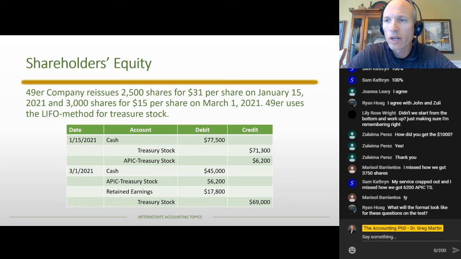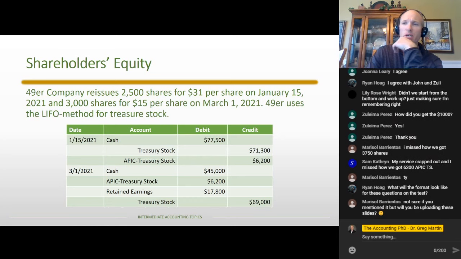What will the format look like for these questions on the test? There's really a mixture of format. I will be uploading these slides, Marisol. As far as the format, there's really going to be a mixture. There's a few multiple choice. There's some true false. There's fill in the blank. There's calculation based. There's a few journal entry type questions.